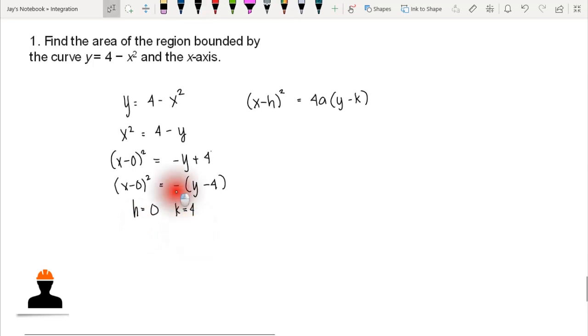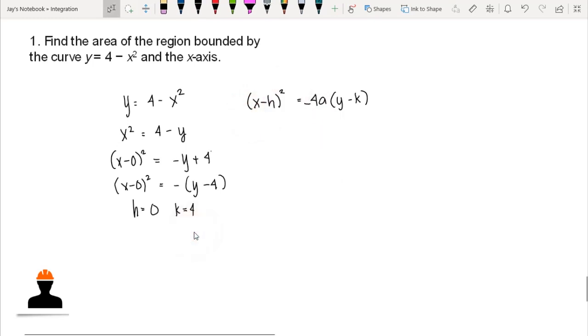Now we know that it's negative from the formula. With this negative here, we have a parabolic curve that is opening downward, just like this one, since this is a negative equation and our x is raised to the 2.